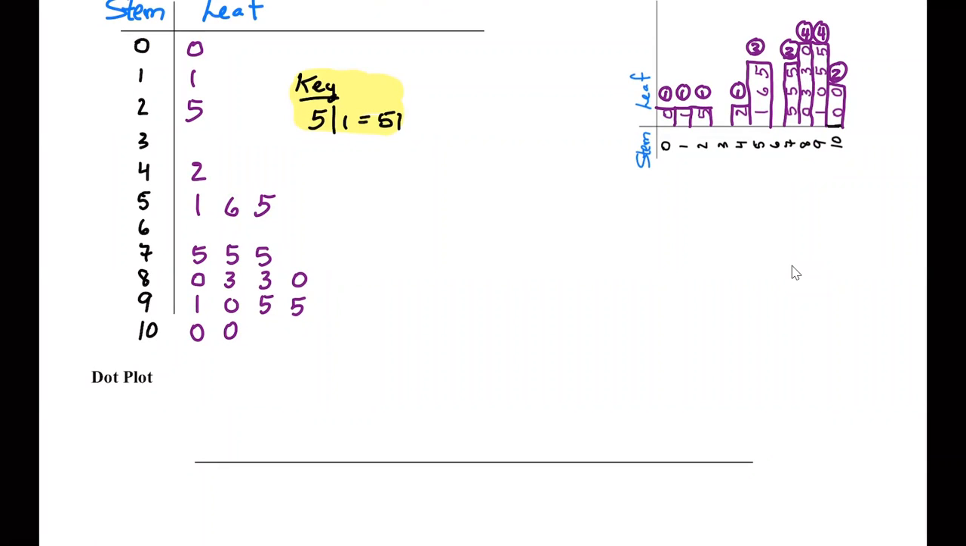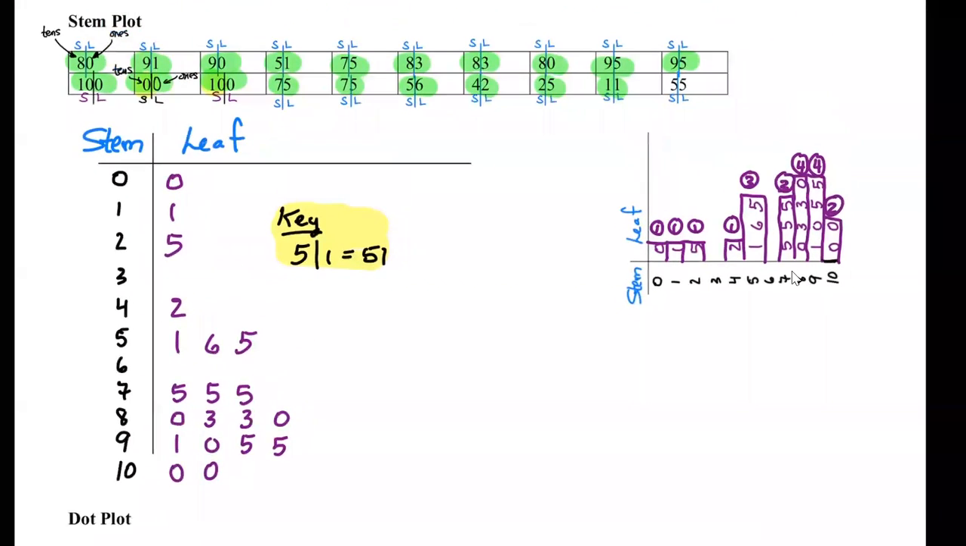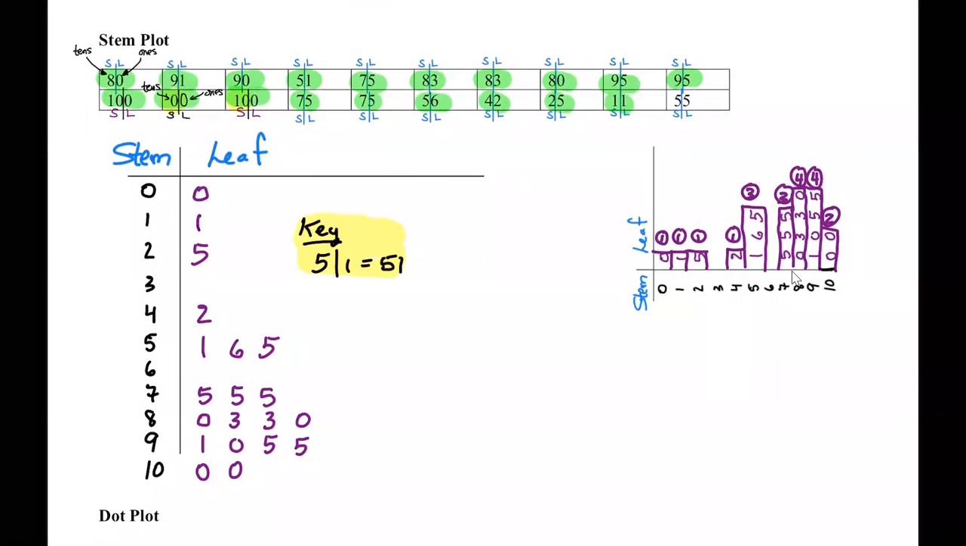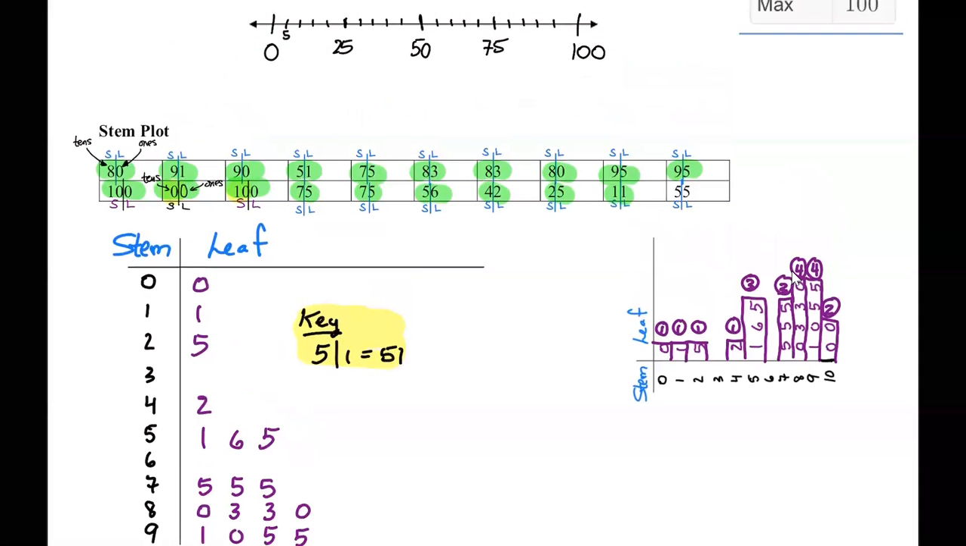The dot plot is an even simpler way of displaying data, but it could also be a more painstaking and tedious way of doing it. It's simple conceptually, but I don't really like this one because I have to write stuff. So let me grab my data set again.